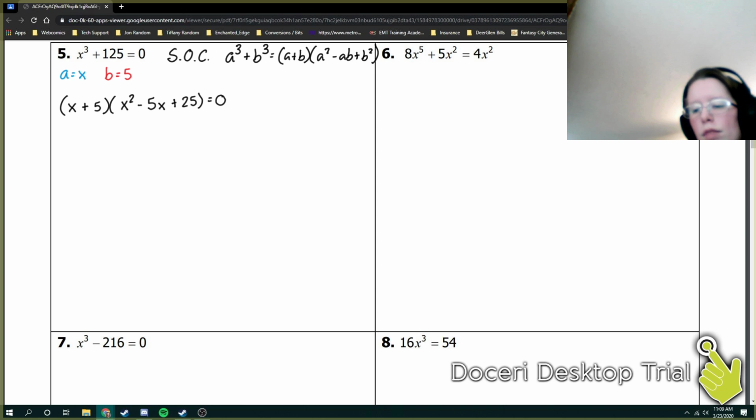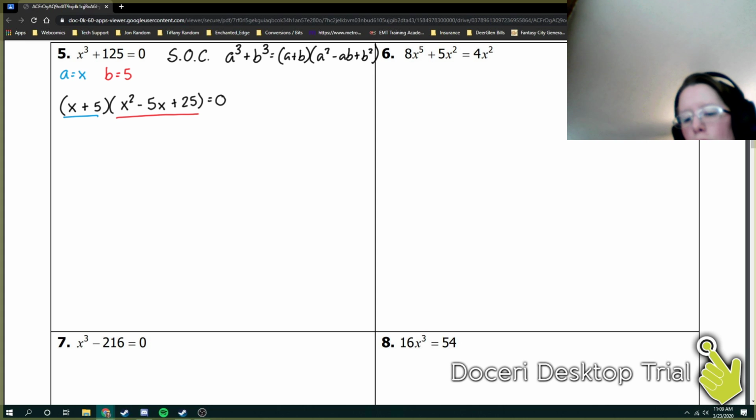Okay, now I want to see if I can factor this some more. X plus 5, there's nothing we can do with that guy. He's linear. He's a 1 power of x. He's not a pattern or anything. He's good. The second one over here, x squared minus 5x plus 25, I want to see if there's something else I can do with it. Maybe, maybe not. We'll see.